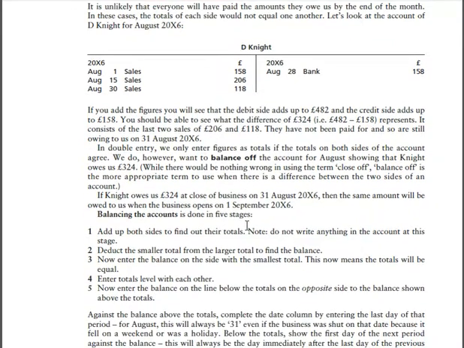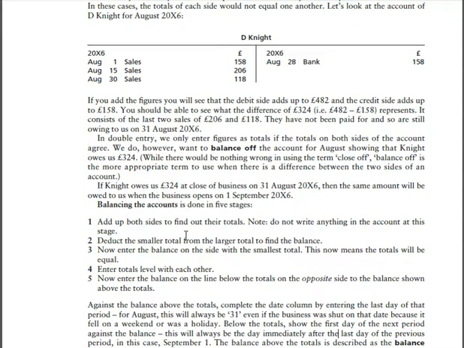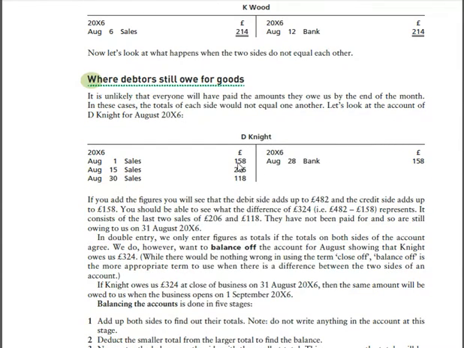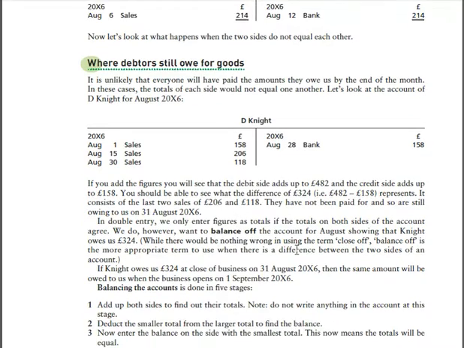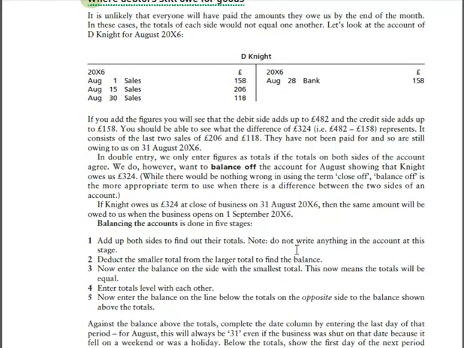So the step of doing this is to add up both sides to find out their totals. Now note here, we would add up this column and we would add this one separately. Here we just have one figure, so we'll leave that as one. If we had two or three figures, we would add up all of them. Now note, we will not write anything in the account at this stage because both the balances are not the same. What we have to do now is deduct the smaller total from the larger.